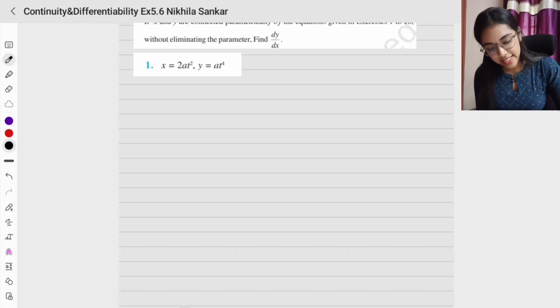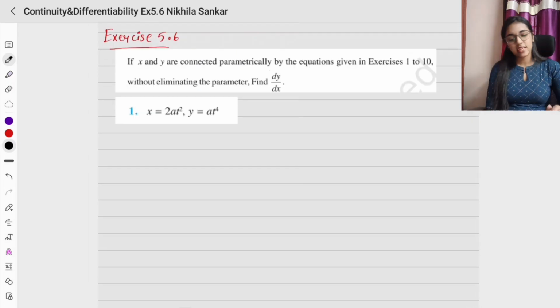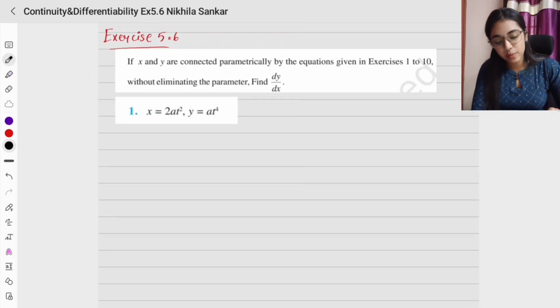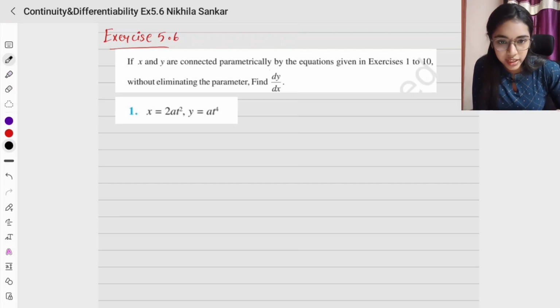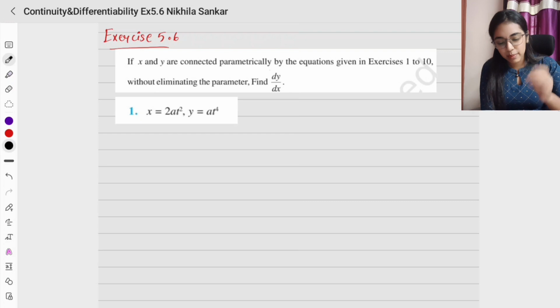Moving on to exercise questions. If x and y are connected parametrically by the equations given in exercises 1 to 10, without eliminating the parameter, find dy by dx. That means without eliminating the parameter, your final answer should be in terms of the parameter. Here, since t is there, your dy by dx should be in terms of t.